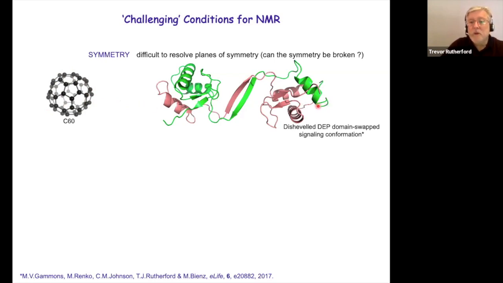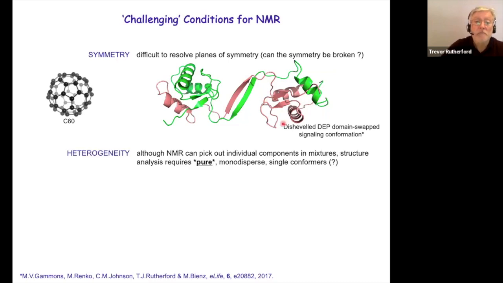In this example from the Wnt signalosome components, we're looking at a homodimer that is domain swapped. So part of the structure from one subunit swaps over onto the other, and we have a plane of symmetry down the middle of that molecule. It's rather difficult for us by NMR to resolve that plane of symmetry and look at the two subunits individually. There is a way of doing it if we introduce carbon labeling into one of those units only, but we'll maybe come on to that later. There are some interesting examples we have of being able to get into cracking that kind of problem.